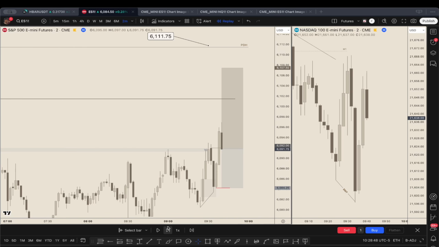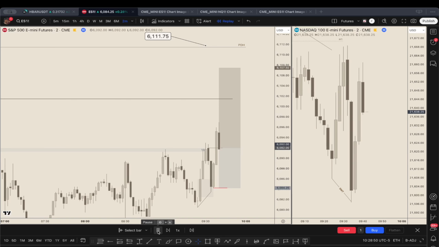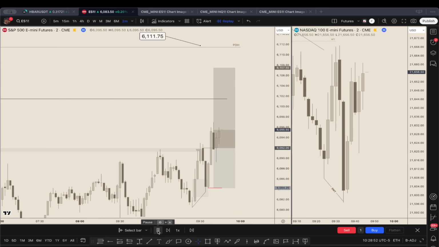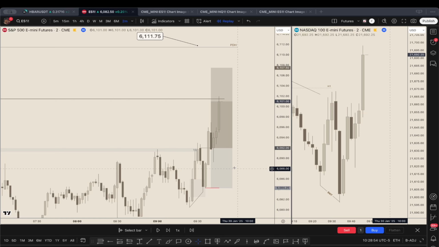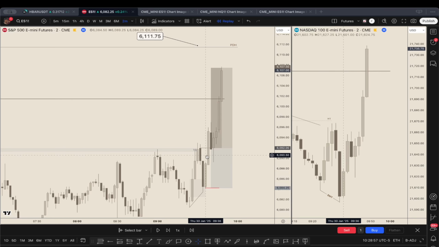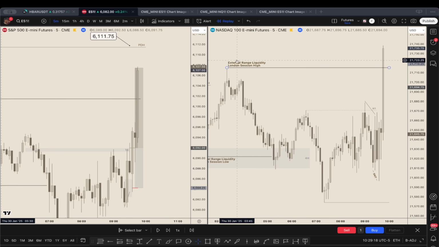But if I hit play, you can see how that played out. Price drops into the 2-minute fair value gap, continues higher, hits my target. And if I just jump out to the 5-minute and make these charts even again, you can also see how the NASDAQ chart took out London session high. And because we were so close to previous day's high, I assumed we would get up there. I was already out of my trade, but I assumed we would get up to previous day's high.